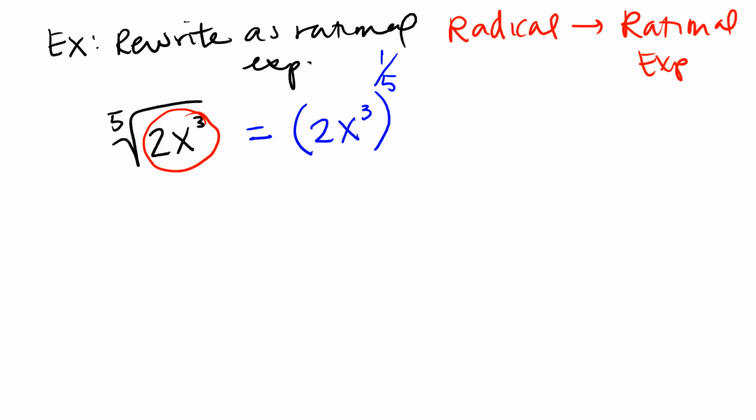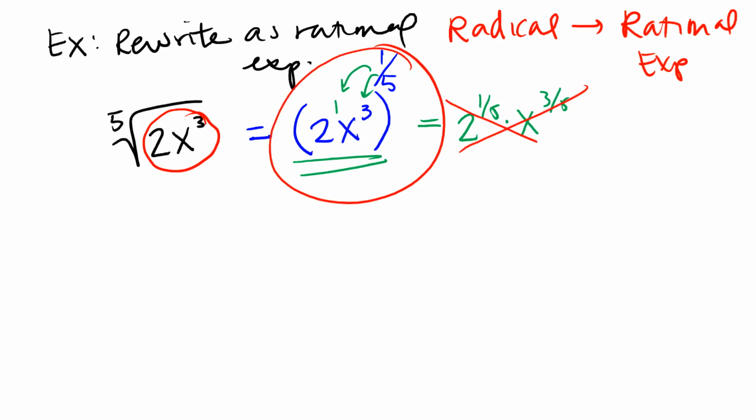Or if I wanted to, I could even go ahead and think about all of our exponent rules. That 1/5 applies to both factors. So this is 2 to the 1/5 times x to the 3/5. But in reality, this is probably where you want to go. Just rewrite it with that radical as a rational exponent. So don't go this far, just stop here. Okay? This is also useful when you think about all the simplifying we're doing.